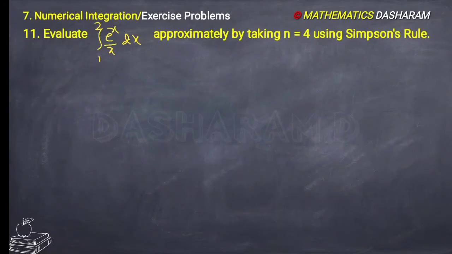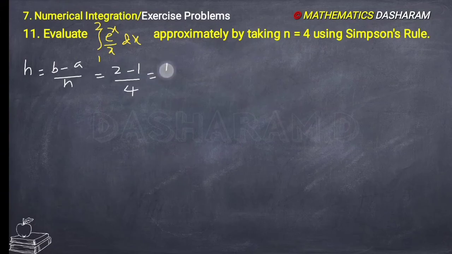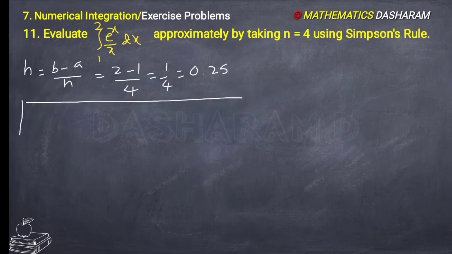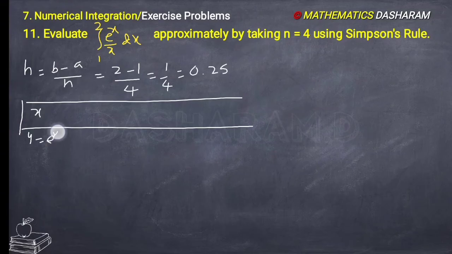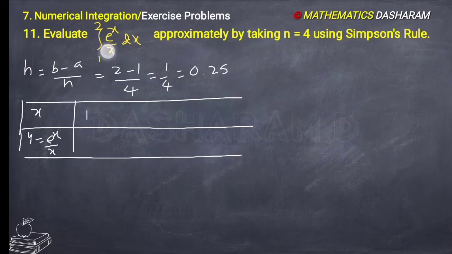11th question, evaluate integration 1 to 2 e power x by x dx approximately by taking n equals to 4 using Simpson rule. So here h equals b minus a divided by n. So b value 2, a value 1 by n value 4. So it is equal to 1 by 4, so it is 0.25. Now let's take the table. First x, next to y value, that is e power x divided by x. The first x value is 1, that is the lower limit, and increase with 0.25.